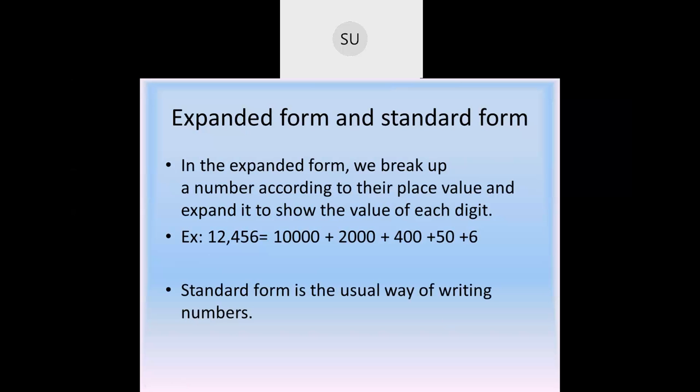So standard form is nothing but the usual way you write numbers. Here, for example, 20,000 plus 4,000 plus 300 plus 20 plus 5 is 24,325. So 24,325 is the standard form of writing a number. This is how we write numbers, right? So this is called the standard form. Alright, so this is expanded form and standard form. We'll see a few problems on this in your textbook.